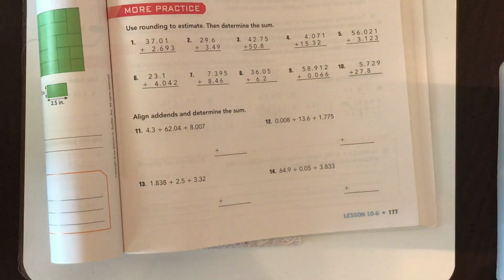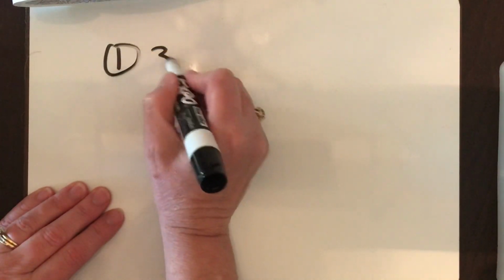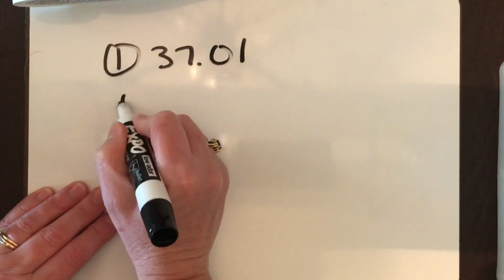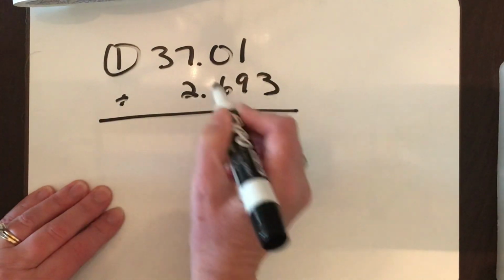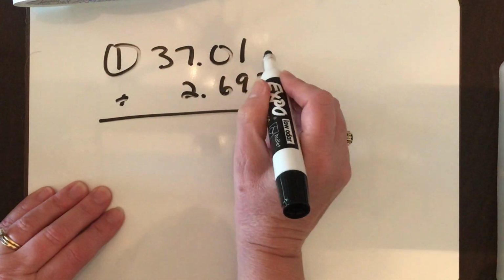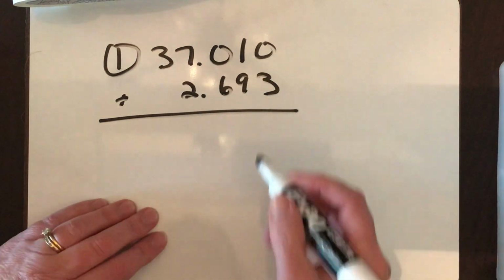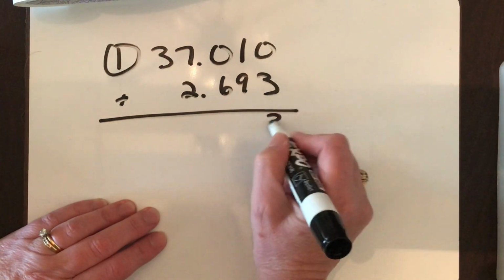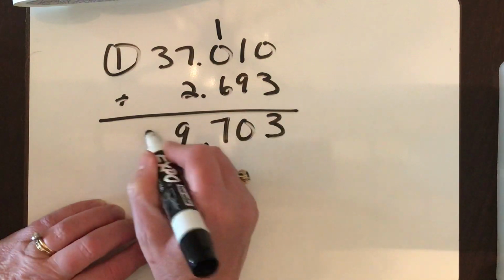So number 1 is 37 and 100th plus 2 and 693 thousandths. It's really important that you align your decimal points. So 37 and 100th plus 2 and 693 thousandths. See how I have my decimal point aligned and my tenths and my hundredths? Now I don't have any thousandths on my top addend, so I'm going to put a 0 here because that's still an equivalent number. And I can just add. 3 plus 0 is 3, 1 plus 9 is 10, that's 7, put my decimal point, 9 and 3.